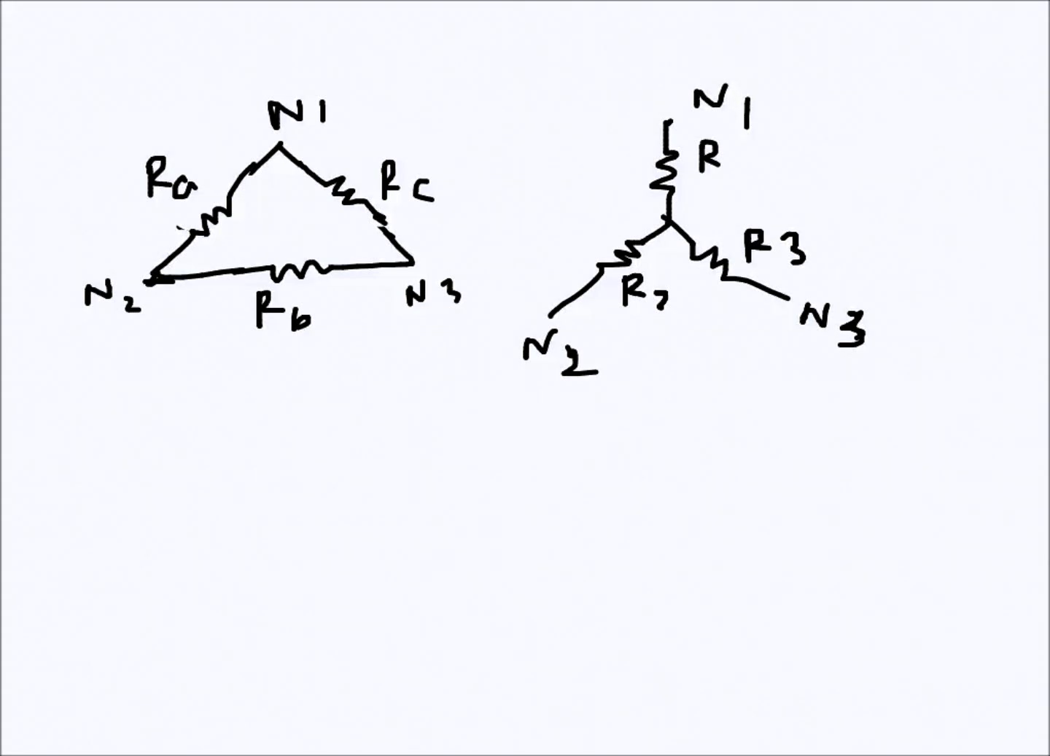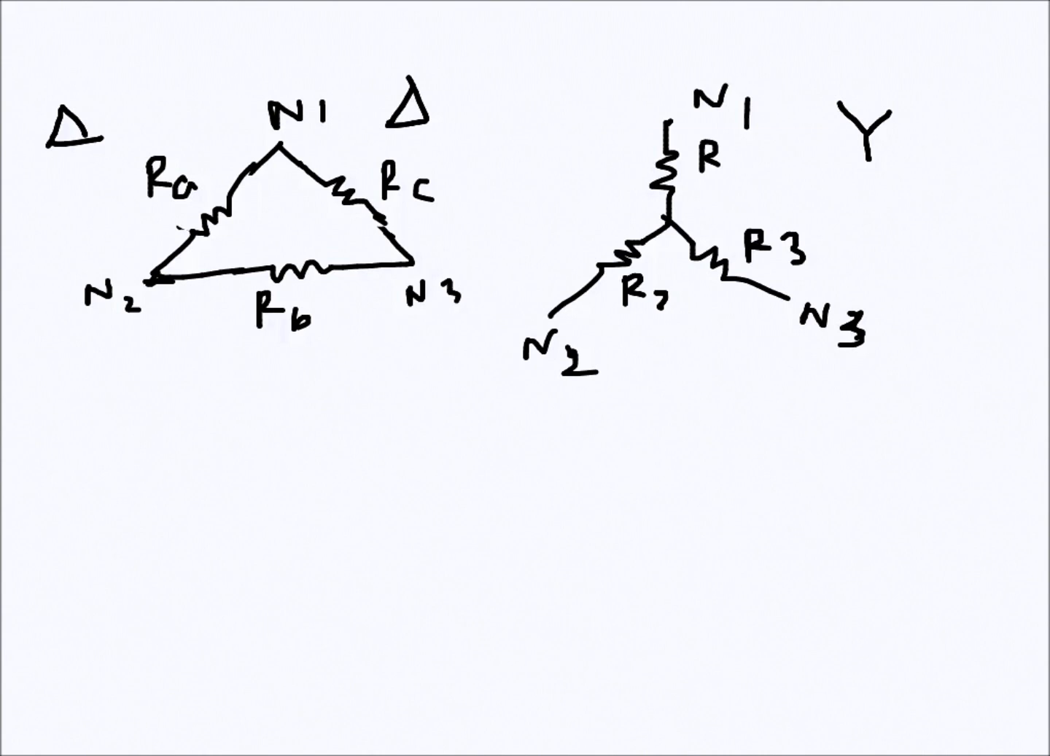These types of arrangements of impedances or resistances, or if it is an impedance, a mixture of resistance, capacitance, inductance, whatever. This is called delta connection, this one, because it looks like a delta, Greek letter capital delta, while this one is called a Y connection because it looks like a Y.